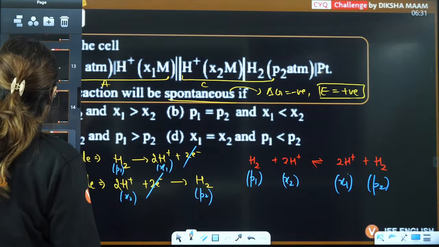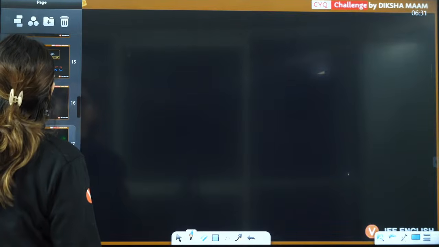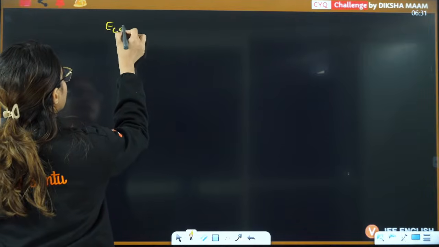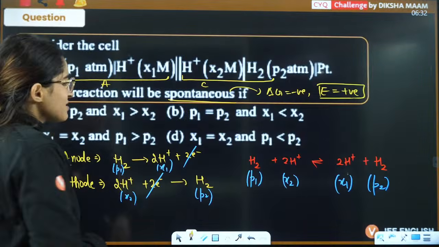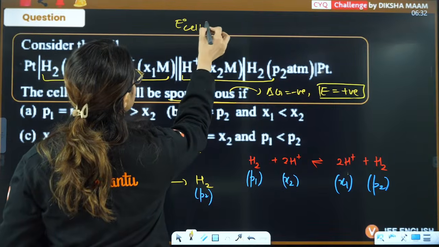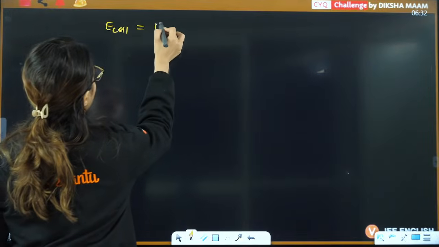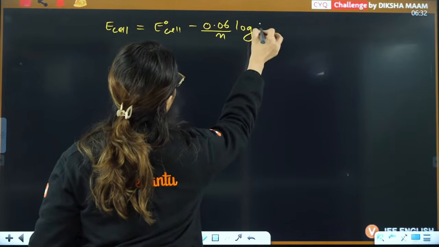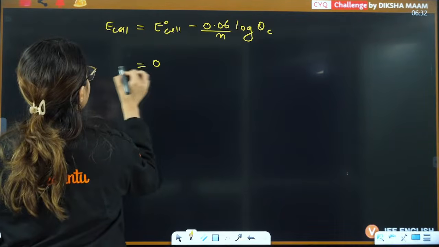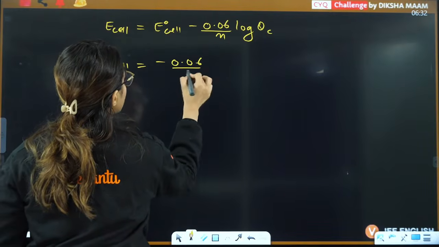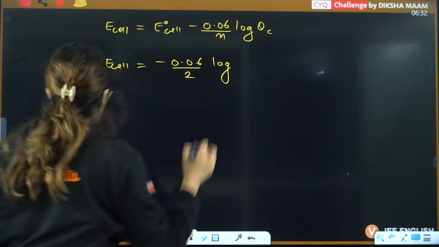Now if you see this over here, I'll just explain you here. When you write down the value of E cell, because here both are SHE, E naught cell is automatically going to be 0. So this is E naught cell minus 0.06 divided by n factor log of QC, right? This is E cell, so it will become minus 0.06 divided by 2 log of QC.